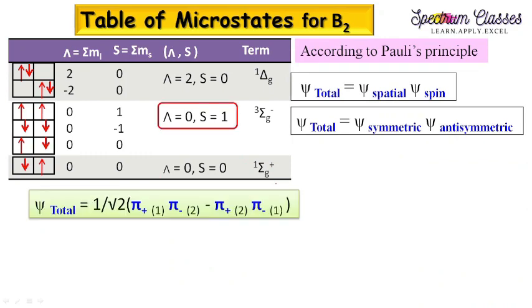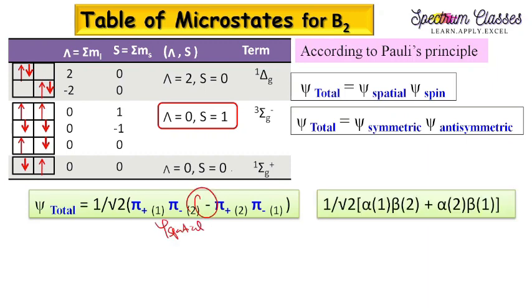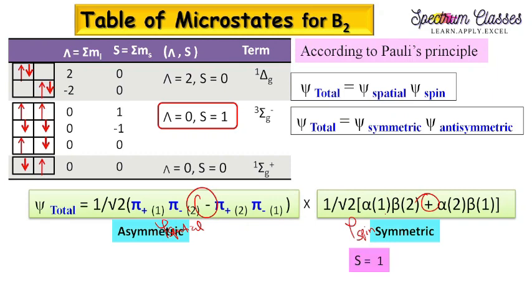For the triplet state we are having psi spatial. Here you can easily identify what it is. And what about this? I hope you understand this. This is psi spin. So which one is symmetric? Which one is antisymmetric? Yes, you are right. This is antisymmetric and this is symmetric. Spin is symmetric. So this symmetric spin gives us S equal to 1 and spin multiplicity 3 in this case, for a symmetric spin wave function.